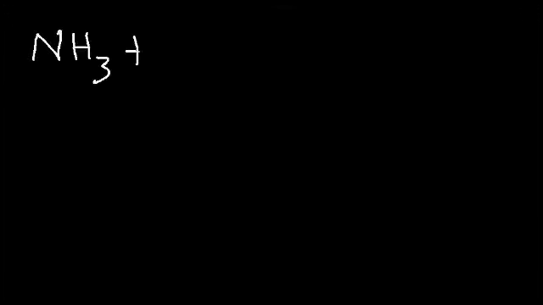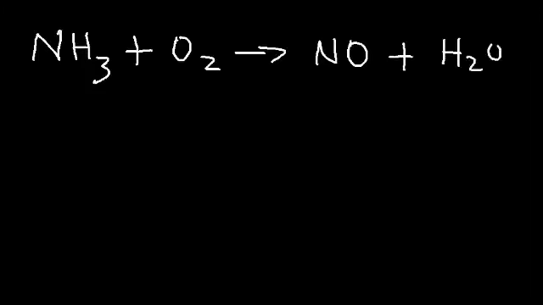Let's try another example. Ammonia plus oxygen gas produces nitrogen monoxide and water. So what can we do to balance this reaction? So it appears as if the nitrogen atoms are balanced. We have 1 nitrogen atom on both sides. The hydrogen atoms are not balanced. We should save oxygen for last because we can always modify it since we have O2 by itself as a pure element. So let's not worry about oxygen for now.